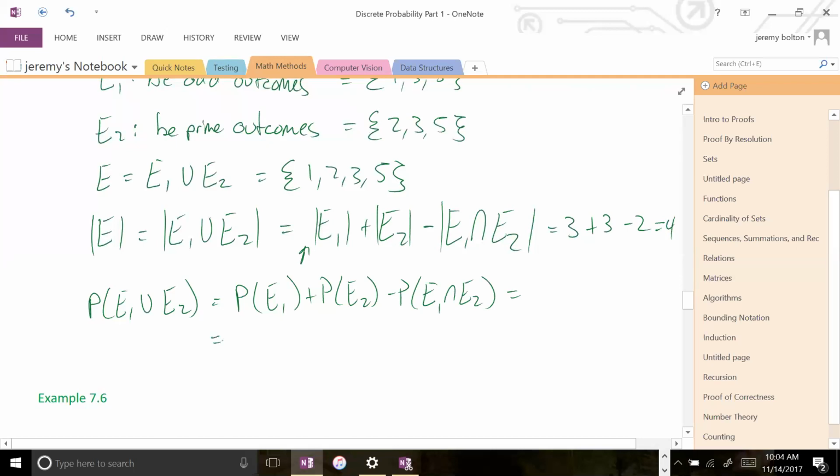What is the probability of E1? This is simply 3 over 6. That's this 3 over 6. Plus 3 over 6 minus 2 over 6. All we're doing is directly applying the principle of inclusion-exclusion. That equals 4 over 6, 2/3.